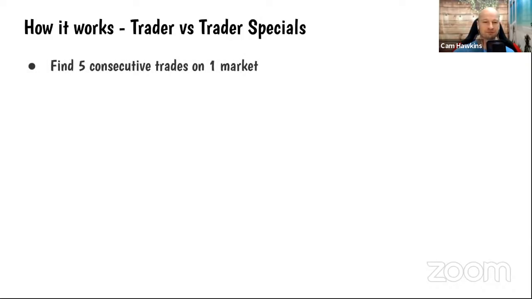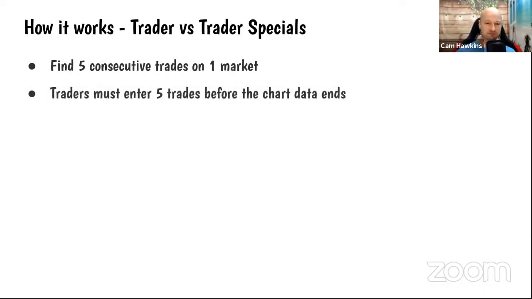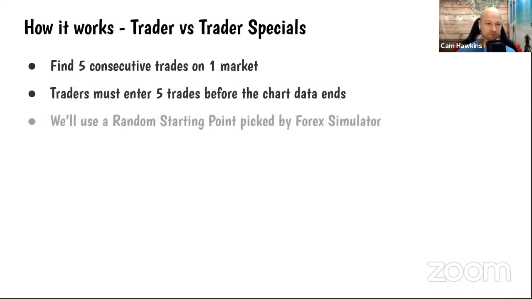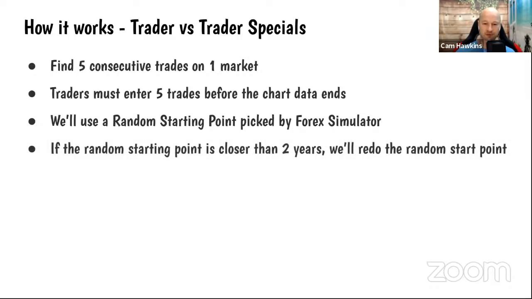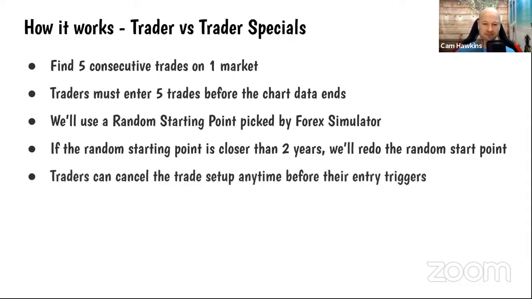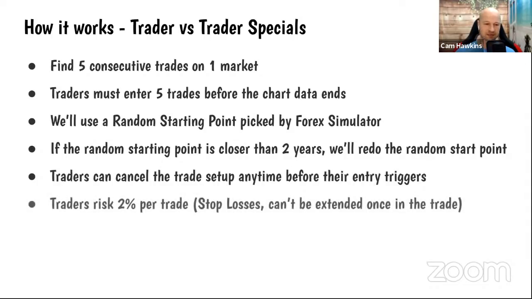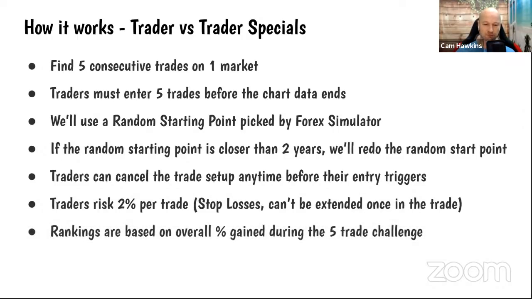We've got 5 consecutive trades on one market. Traders must enter the 5 trades before the chart data ends. We'll use a random starting point in time picked by Forex Simulator software. If the random starting point is closer than 2 years, we'll redo that random start point. The traders can cancel the trade setup anytime before their entry triggers. Traders risk 2% per trade. Stop losses can't be extended once in the trade. Rankings are based on overall percentage gain during the 5-trade challenge. And there's a maximum stop loss limit of 500 pips or 5,000 points.